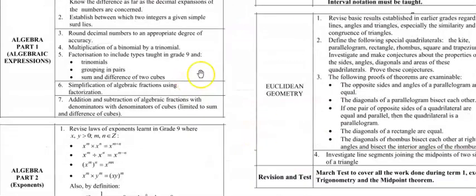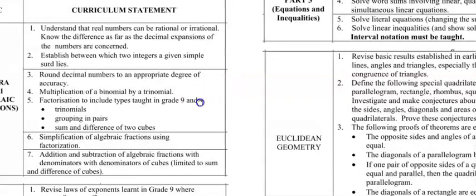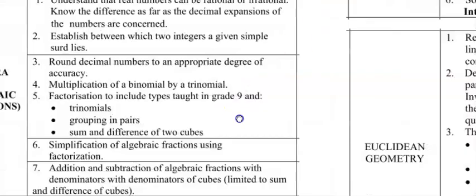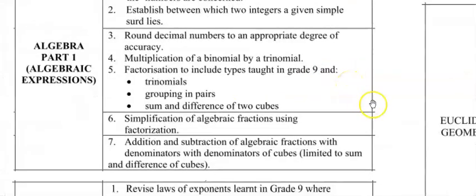It tells us that under factorization, and let me just tell you that factorization is one of the most important things that you need to learn in grade 10. It says here, factorization to include types taught in grade 9 and trinomials, grouping in pairs, sum and difference of two cubes. So these are the types of factorization that we need to learn from grade 9 and some new factorizations in grade 10, like sum and difference of two cubes. So let's get straight into it then.